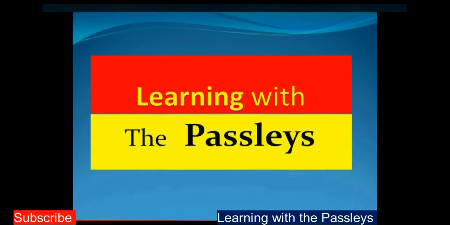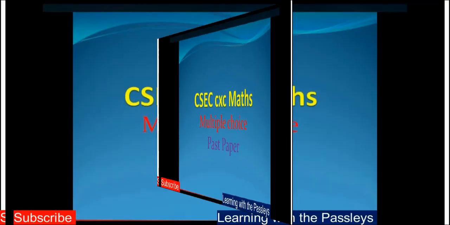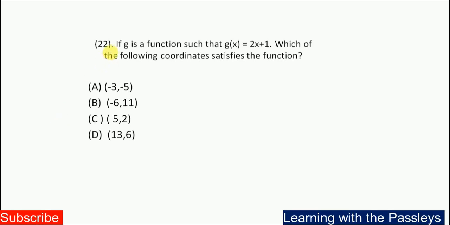Today we are going to do some CSEC math multiple choice past paper questions. However, we are going to do relations and functions. Let's get straight into the lesson. Let us do 22. If g is a function such that g(x) equals 2x plus 1, which of the following coordinates satisfies the function? Here are the coordinates. We have A, B, C, and D to choose from.